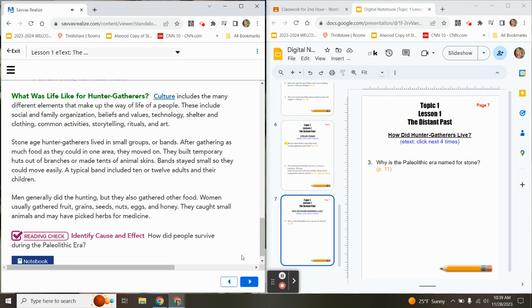Men generally did the hunting, but they also gathered other food. Women usually gathered fruit, grains, seeds, nuts, eggs, and honey. They caught small animals and may have picked herbs for medicine.